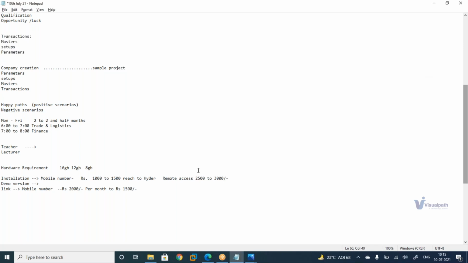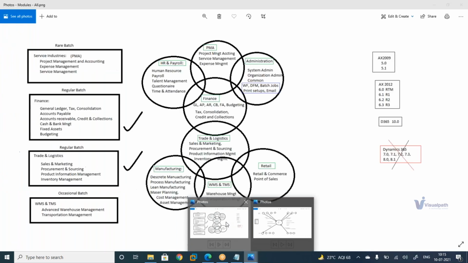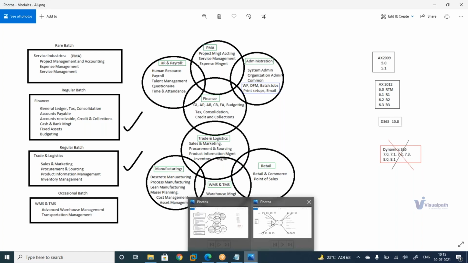Yes, please. Satish, can you briefly explain about the subjects you are going to explain? You said 6 modules in F&A. So in General Ledger, what are the topics you are going to cover? That is what I was going to ask.